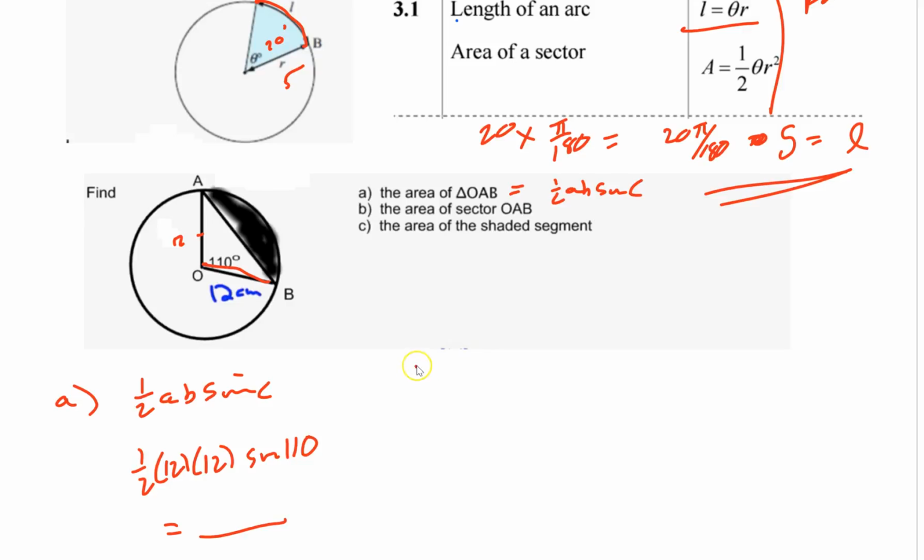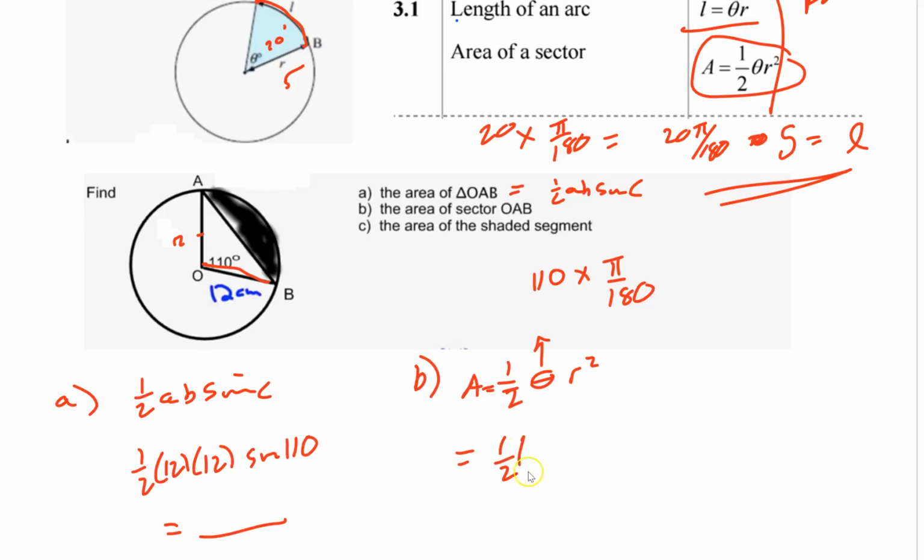Now look at B. Area of sector OAB. So they want sector OAB. So that's this whole sector. The whole little thing there. So area of a sector is right there. Area equals 1/2 theta r squared. So remember, theta has to be in radians. So I have a degree right now. I got to convert that. So that's going to be 110 times pi over 180. So it's going to be 1/2 times 110 pi over 180, put all that in my calculator, times 12 squared.